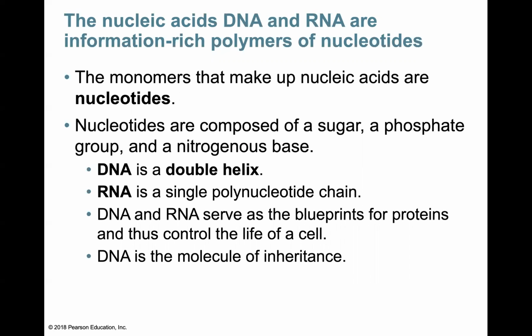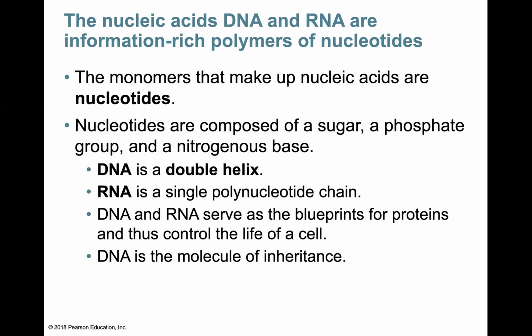blocks of nucleic acids. DNA, one of the nucleic acids, is a double helix. This is going to be 2 strands of nucleotides that bind around each other in sort of a helical formation. RNA, on the other hand, is a single polynucleotide chain. And DNA and RNA then serve as the blueprints for proteins and thus control the life of the cell. So DNA is the molecule of inheritance.